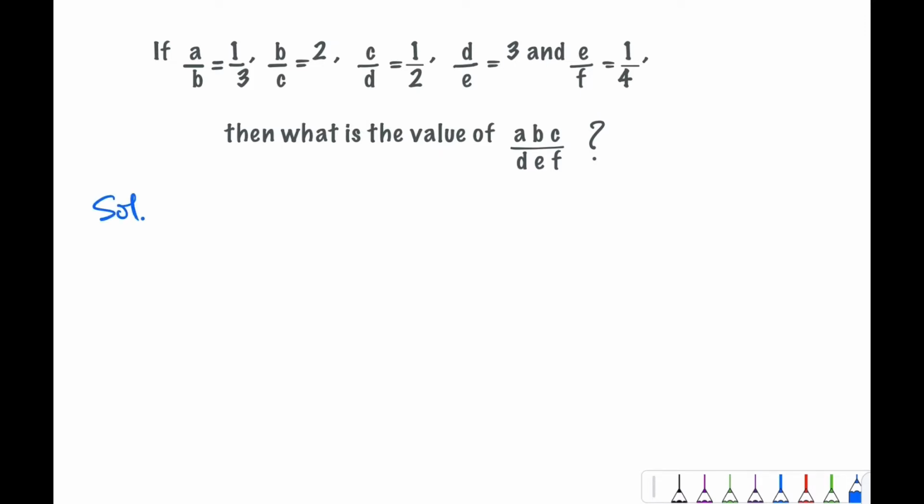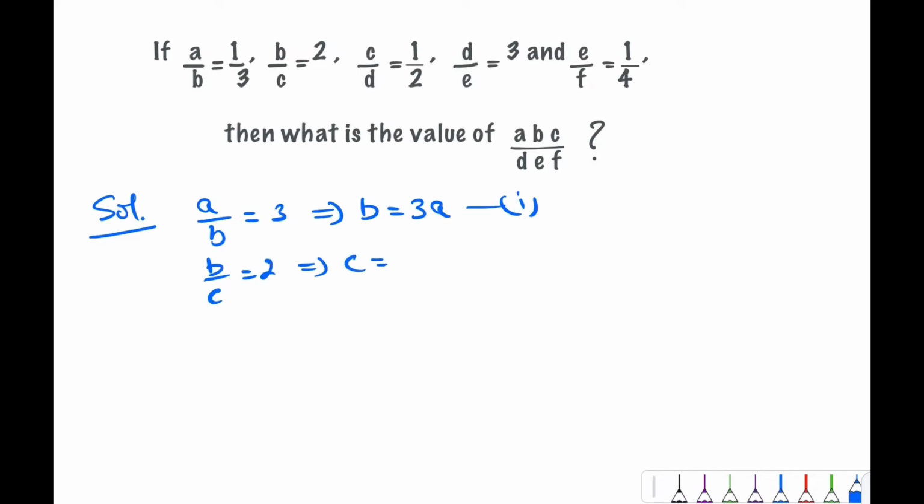So we have given A by B equal to 1 by 3. So this implies B equal to 3A. So this is equation number 1. Now next, B by C equal to 2 it is given. So this implies C equal to B by 2. Now substitute the value of B from equation number 1. So we have 3A by 2. So this is equation number 2.